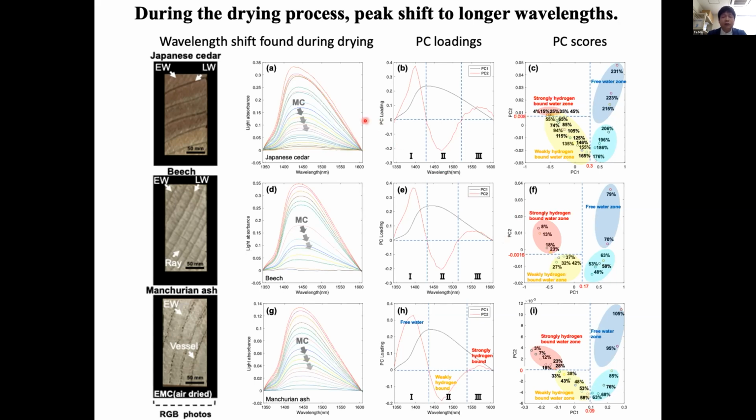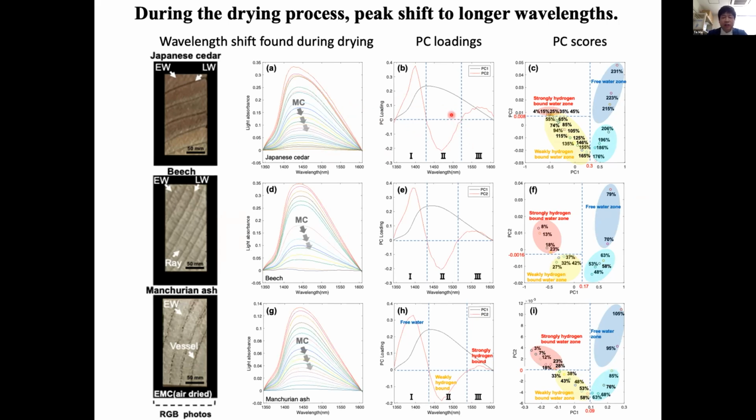Then we started to perform principal component analysis on this band. It shows that the PC1 loading and the NIR spectrum had similar shapes. This means that the PC1 loading mainly correlates with simple water content by mass in the wood samples, whereas the PC2 loading suggests more detailed interactions between wood and water.